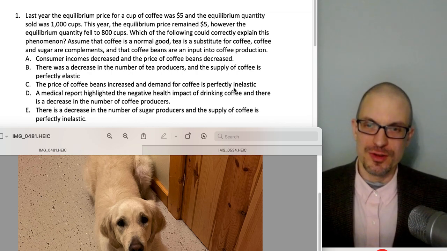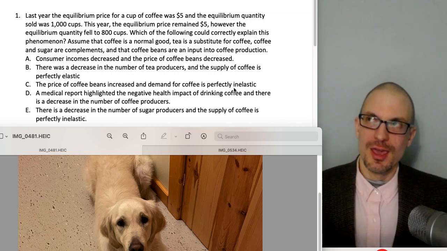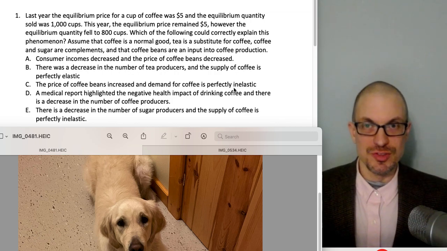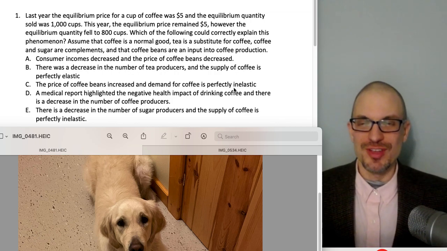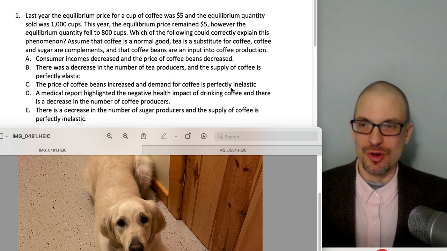Well, if it's perfectly inelastic, then it's going to be vertical, and one curve shifting against a vertical curve is definitely going to change the price, but it's definitely not going to change the quantity. So that's not really what we're looking for.